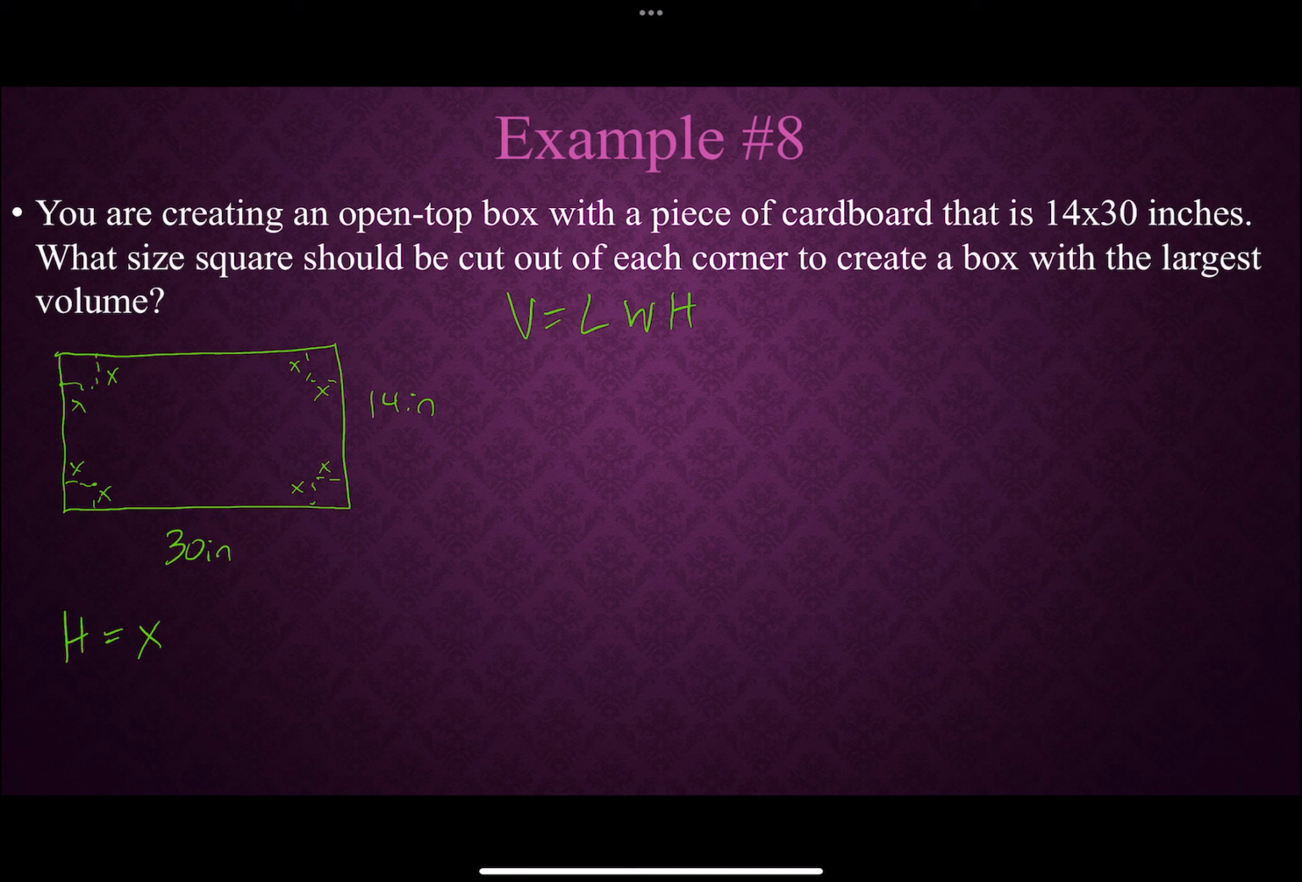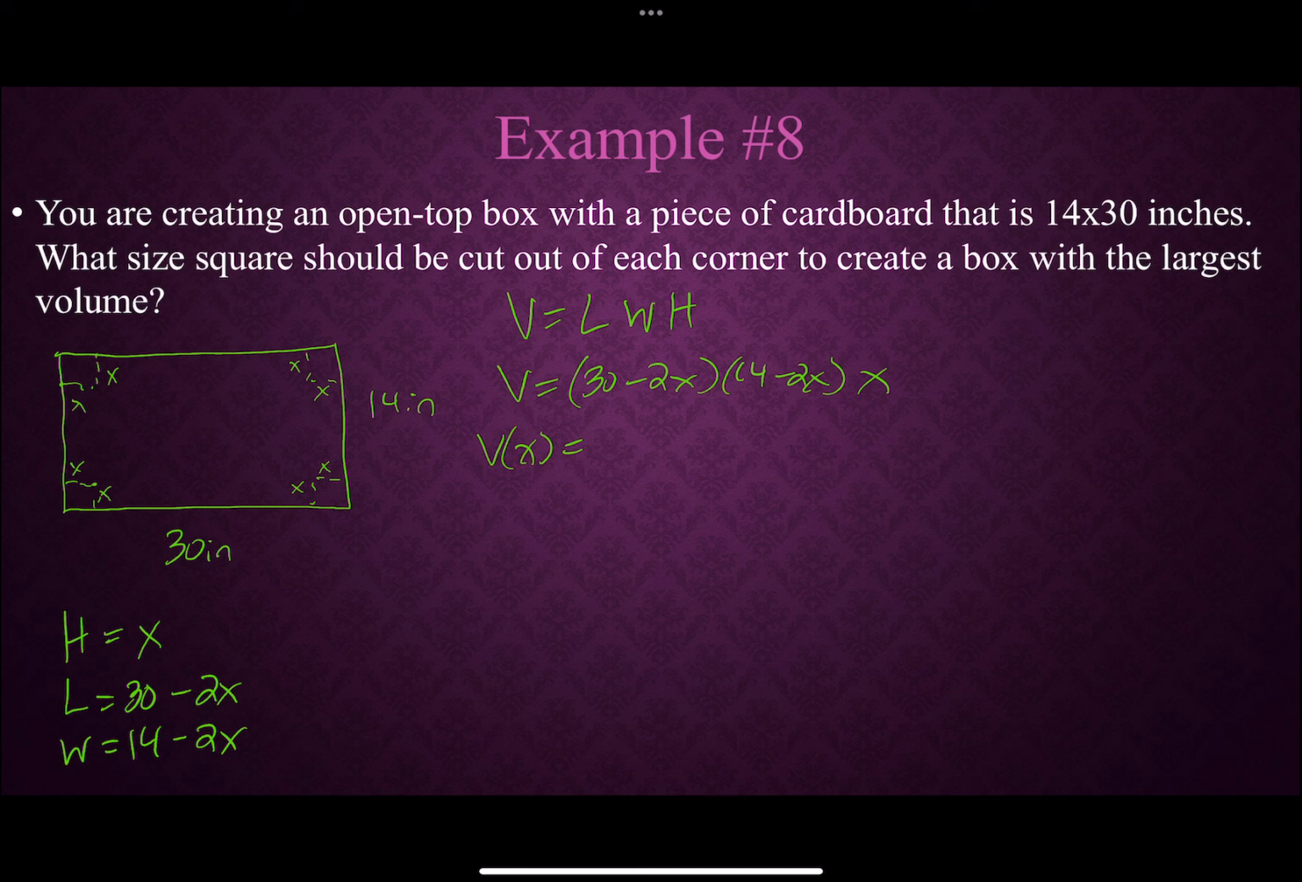In fact, the length, you're taking 2 x's from it, so it's 30 minus 2x. And then the width, you're taking 2 x's from the 14, so it's 14 minus 2x. So everything is based on this x that we're taking away from the corners. So our volume, we would have 30 minus 2x times 14 minus 2x times x. So we're going to multiply, create a nice equation.